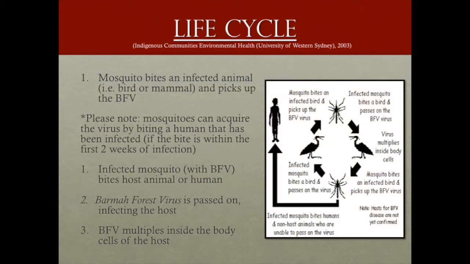The life cycle of the virus that causes BFV disease involves mosquitoes and vertebrate animals. An adult female mosquito that bites an infected animal, such as a bird or mammal, will pick up the virus. Please note, mosquitoes can also acquire the virus by biting a human that has been infected, only if the bite occurs within the first 2 weeks after the onset of the infection. Then, the virus will multiply in the salivary glands of the infected mosquito. Once this infected mosquito bites another animal, the BFV disease is passed on, and the new host becomes infected.